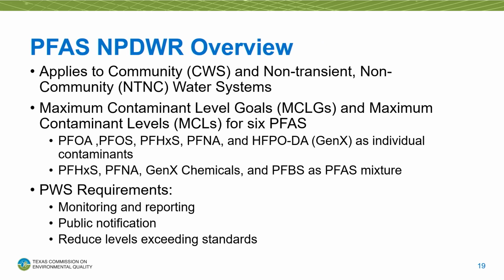So an overview of the PFAS rule. This applies to community and non-transient, non-community water systems. There is a maximum contaminant level goal and a maximum contaminant level. The maximum contaminant level goal is not the enforceable level. That's just the goal that is established. The maximum contaminant level is the enforceable level.